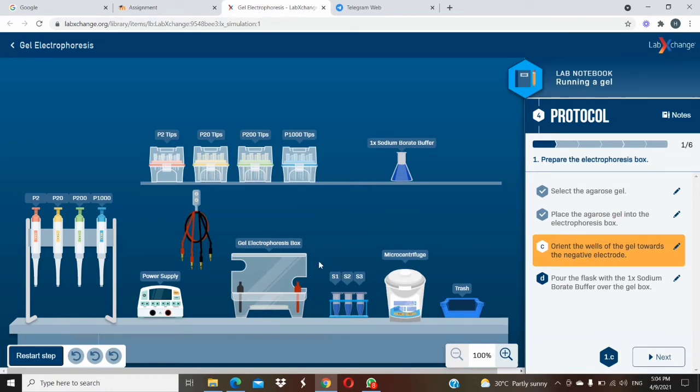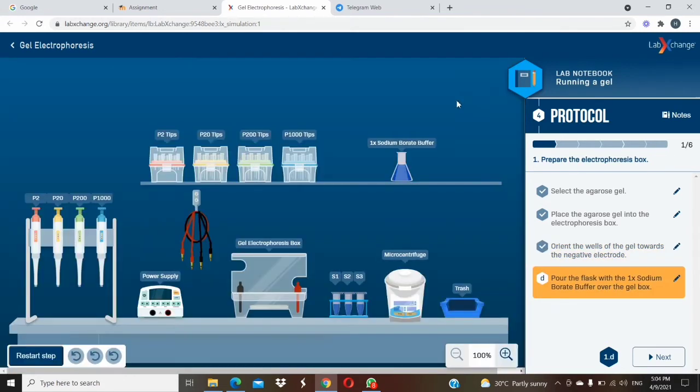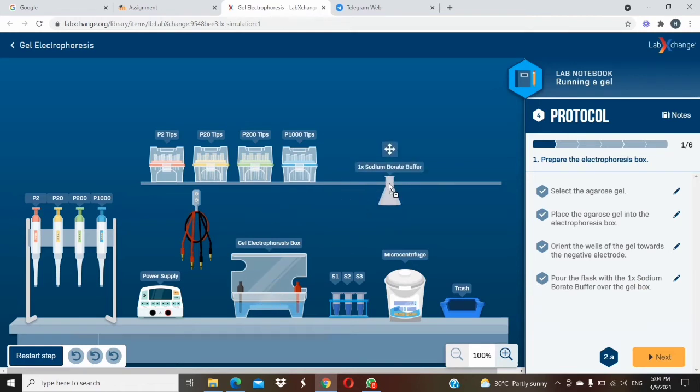Orient the well gel toward the negative electrode. This is the negative electrode, this is the positive electrode, so we need the well to be near the negative electrode, so we have to rotate. Pour the flask with the 1x sodium borate buffer over the gel box.